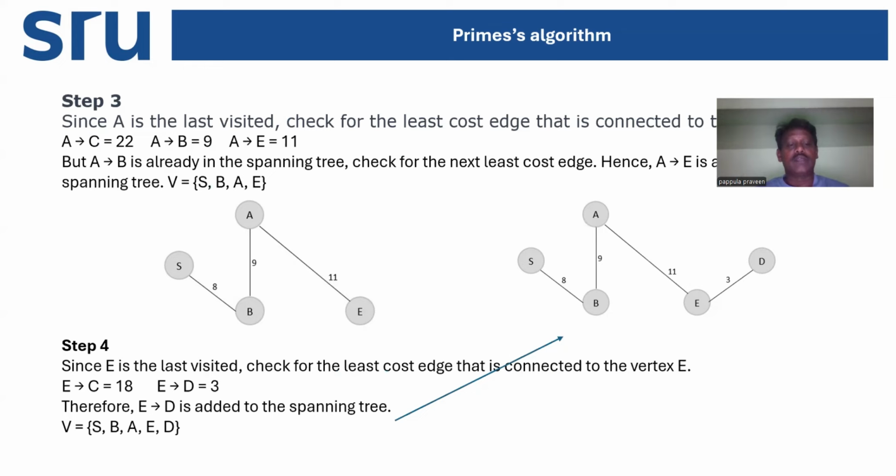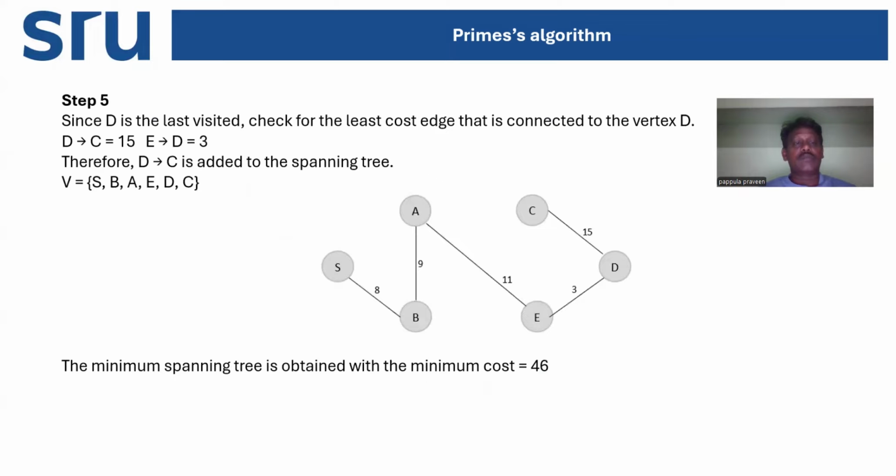So V equals S, B, A, E, D. S is the starting vertex. We visit S to B, B to A, A to E, and next E to D. Now step 5: since D is the last visited, check for all the least cost edges connected to the vertex D. So D to C is 15 and E to D is 3. Which is the best? E to D is already covered, and we should only cover the remaining vertex, that is C. There is no alternative, the remaining ones are all greater than 15. So we choose D to C. So the final minimum spanning tree is obtained with the minimum cost 46. This is called Prim's algorithm.